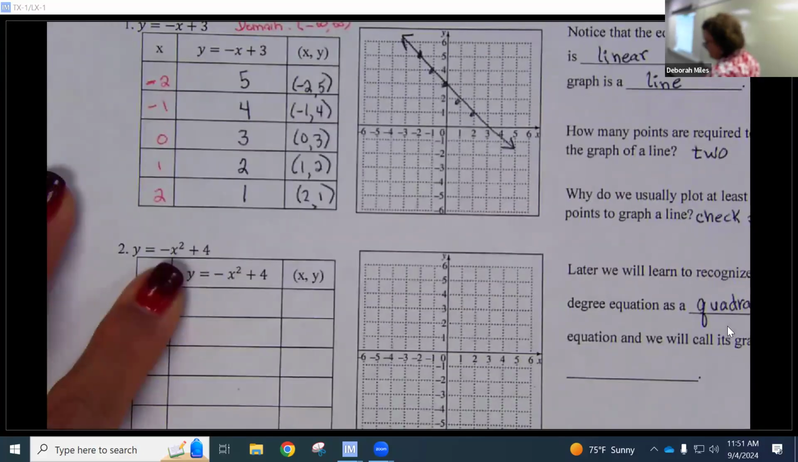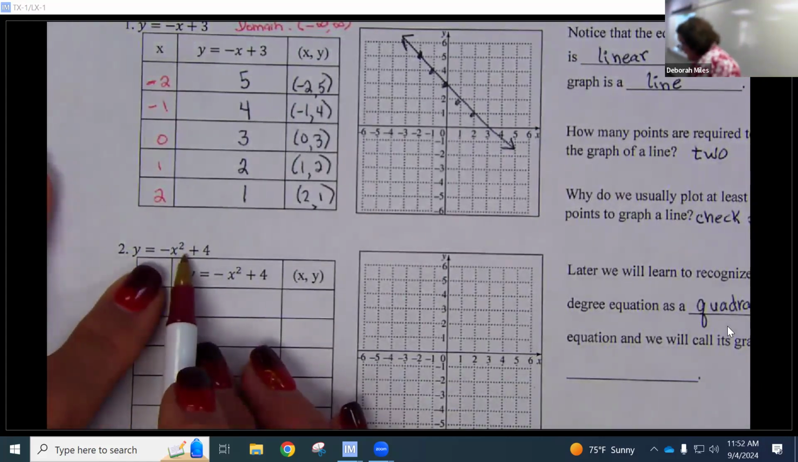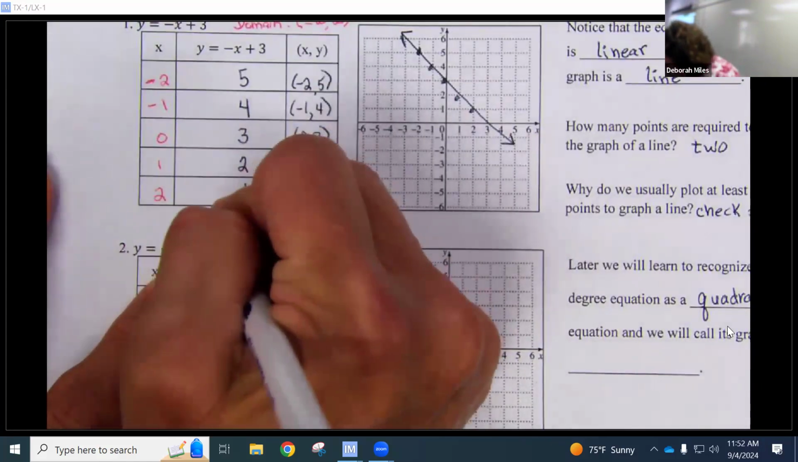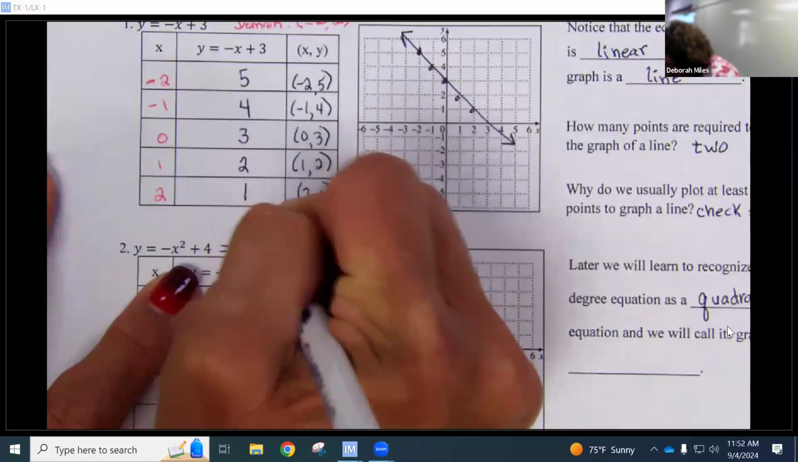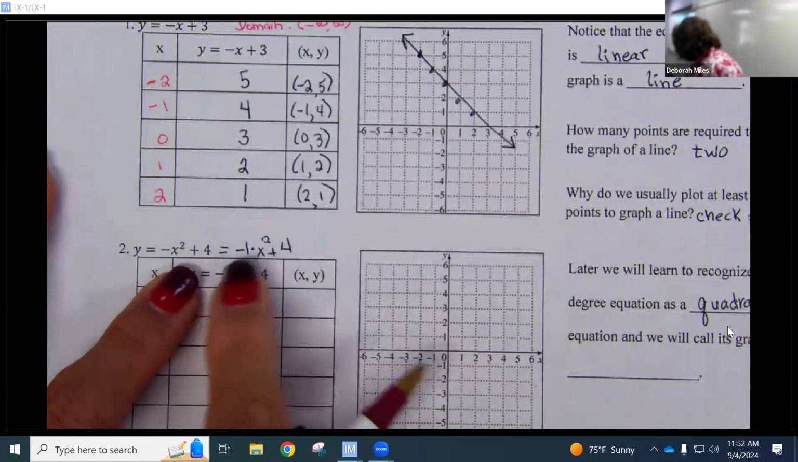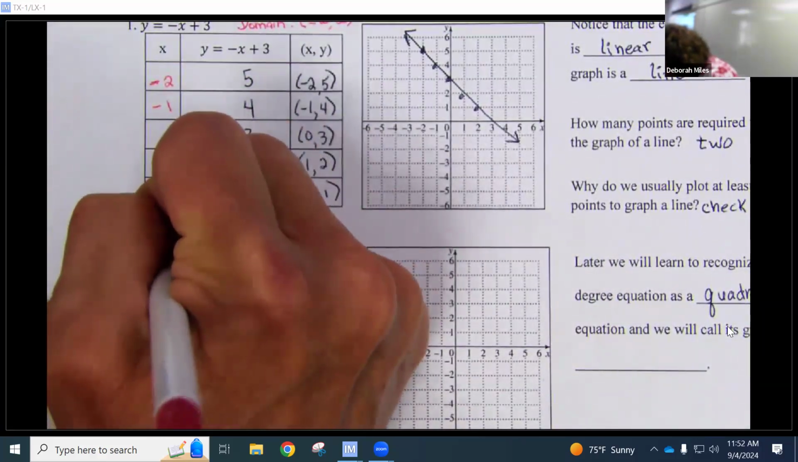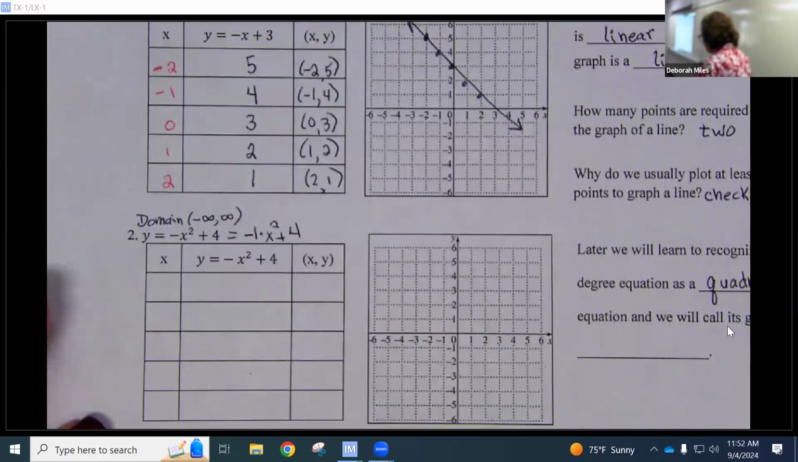What's the domain of this expression in number 2? What can I let x be? Anything. Any number in the whole wide world, I can square it and then multiply by -1 and then add 4. If it helps me, I can write that as -1 times x squared plus 4. And the domain is -infinity to infinity, because I can do that to any number in the whole wide world.